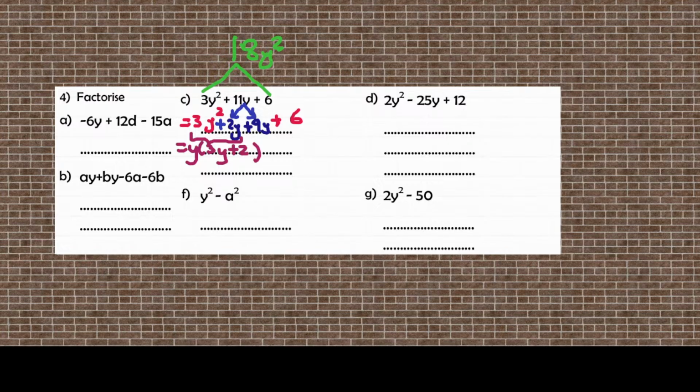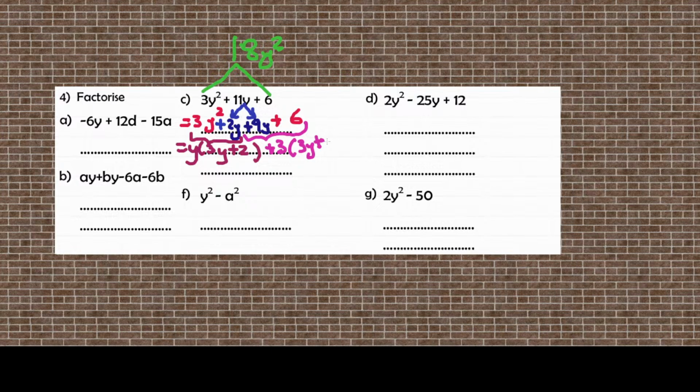Right, we're done with the first two terms. Now comes the next two terms. That is plus 9y plus 6. Both 9 and 6 appear in the 3 times table. So 3 is the common factor. 3 times what makes 9y? That's 3y. And 3 times what makes 6?